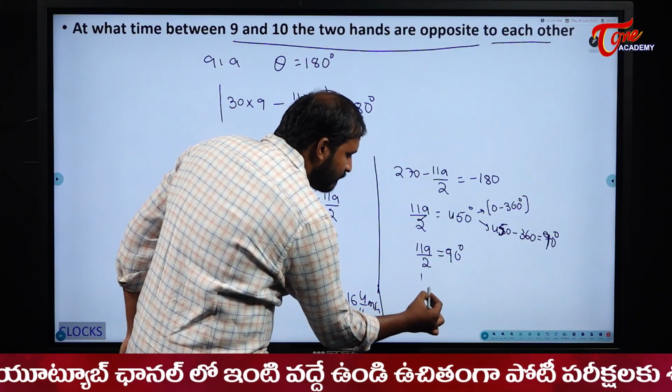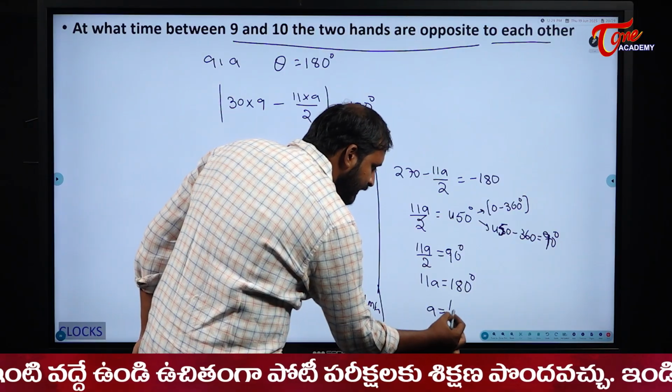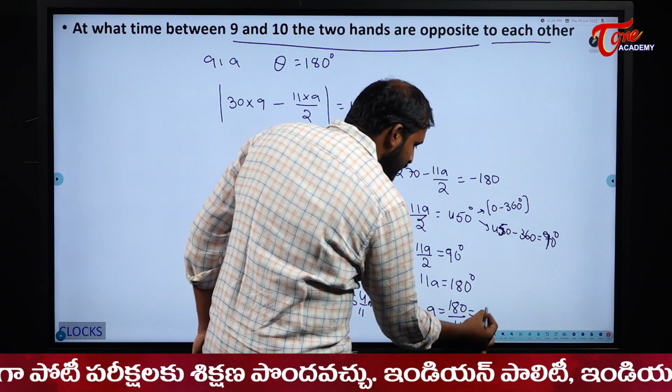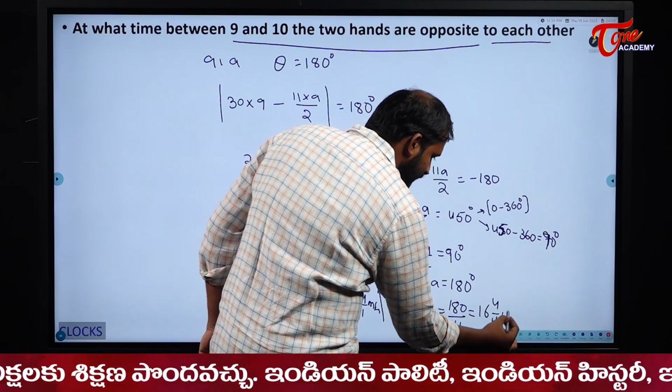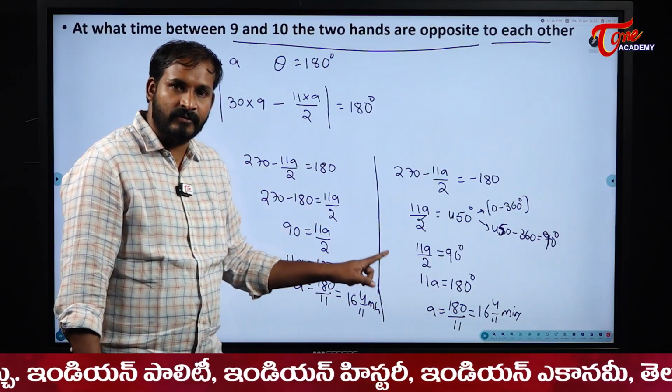So now 11a value will become 180 degrees. A value will become 180 by 11. So what is it? As usual, 16 4 by 11 minutes. Now please see here, students. Same answer, 16 4 by 11.